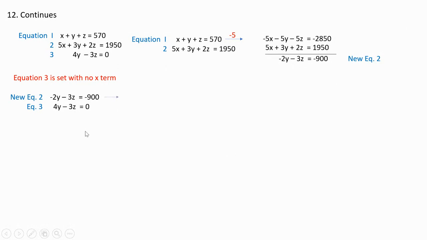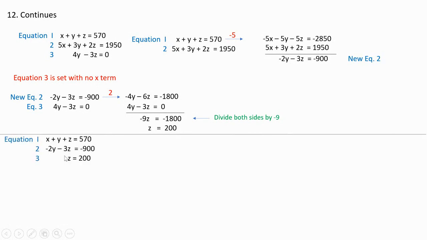So now here I'm going to get rid of the y's. So I'm going to multiply the first equation by 2. Why 2? Because 2 times -2 will give me -4. Then when I add it to 4, they'll be eliminated. Okay, so 2 times -2, -3z, and -900, this is the result. Equation 3, we'll just bring it down. So this will cancel, so it gives us -9z equals -1800. We divide everything by -9, so we get z equals 200.